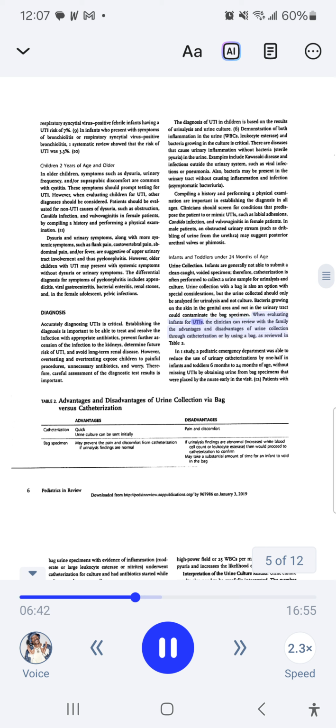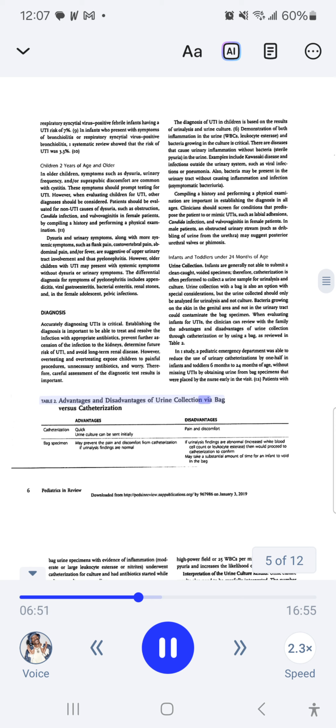When evaluating infants for UTIs, the clinician can review with the family the advantages and disadvantages of urine collection through catheterization or by using a bag, as reviewed in Table 2. In one study, a pediatric emergency department was able to reduce the use of urinary catheterizations by half in infants and toddlers 6 months to 24 months of age without missing UTIs by obtaining urine from bag specimens that were placed by the nurse early in the visit.